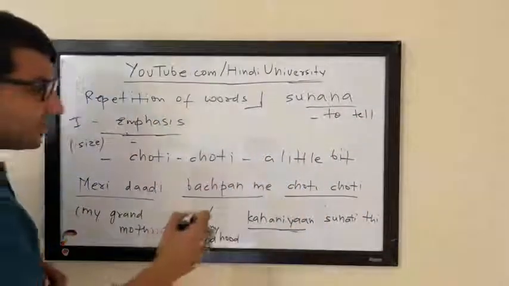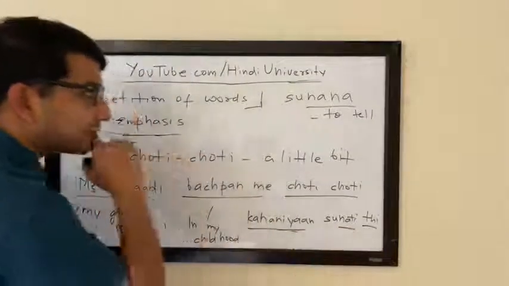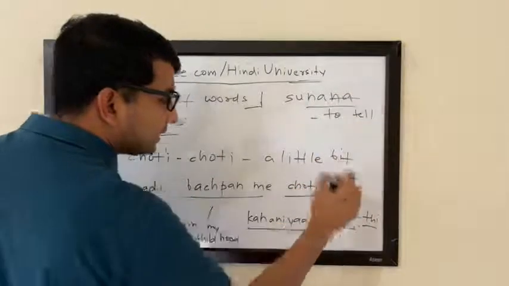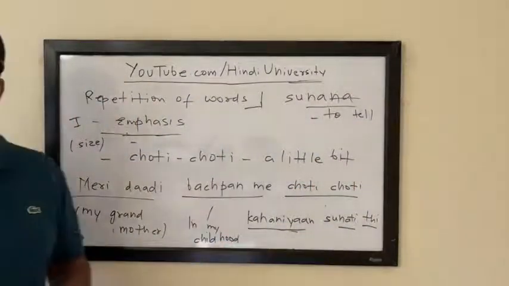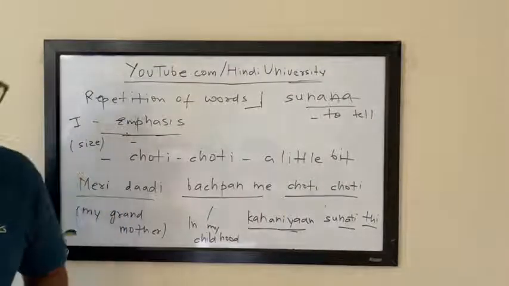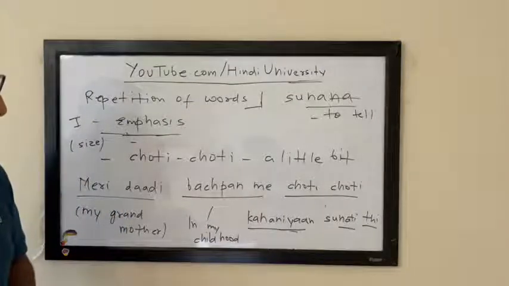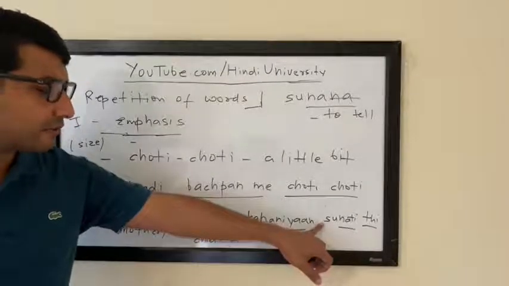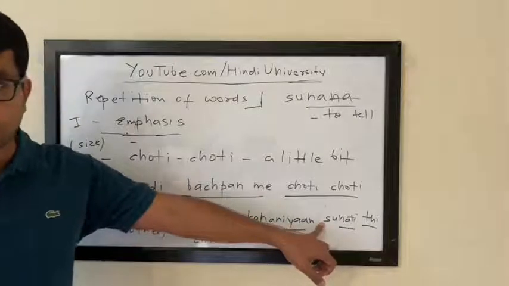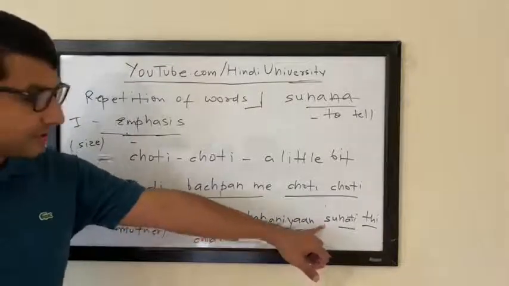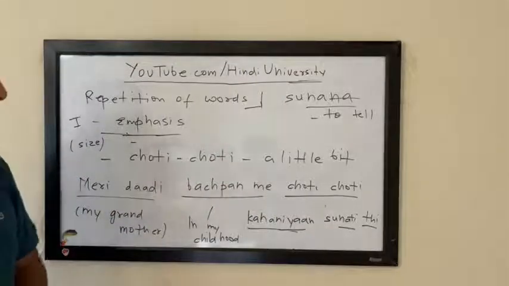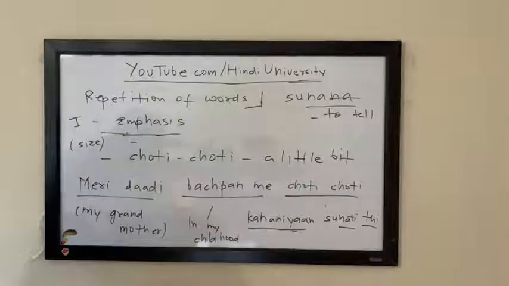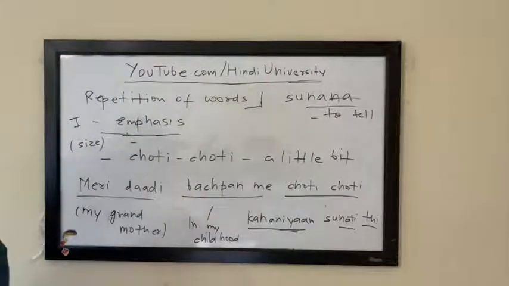Very good, right? The 'i' is past tense. So it's because it's used in the past. Suna thi. That means she used to tell stories. So it's feminine past tense. If it is a male, then it's sunata tha. If it is female, sunati thi. Okay, sunati thi. Good. Awesome. Any questions, anyone, before we move on to the next category of repetition of words?